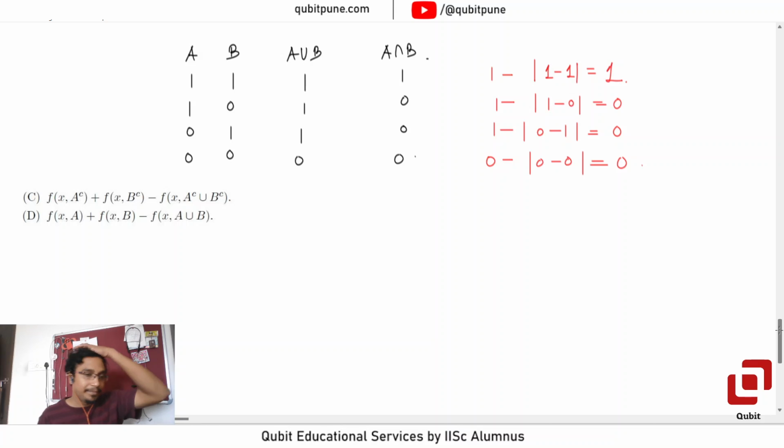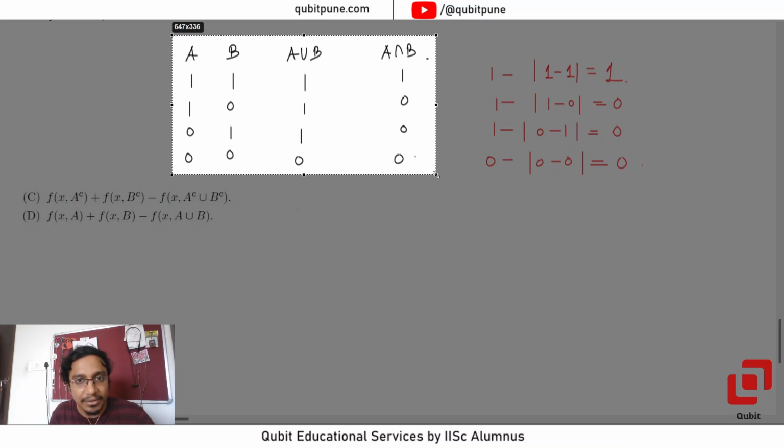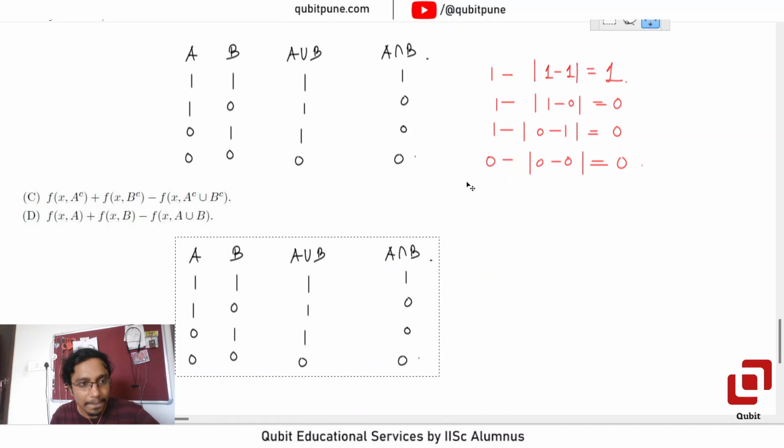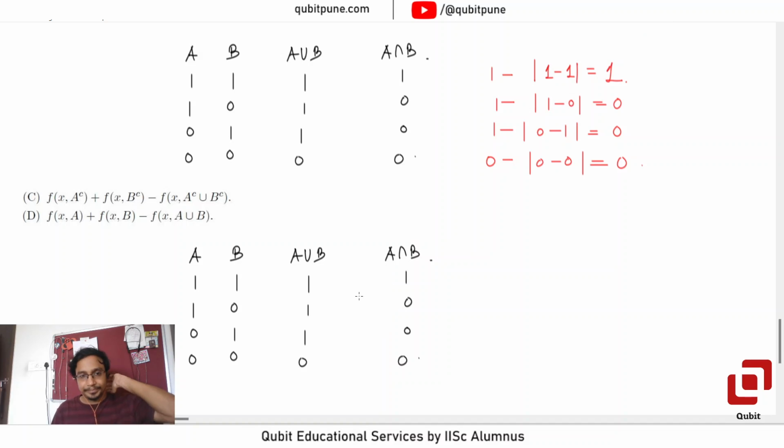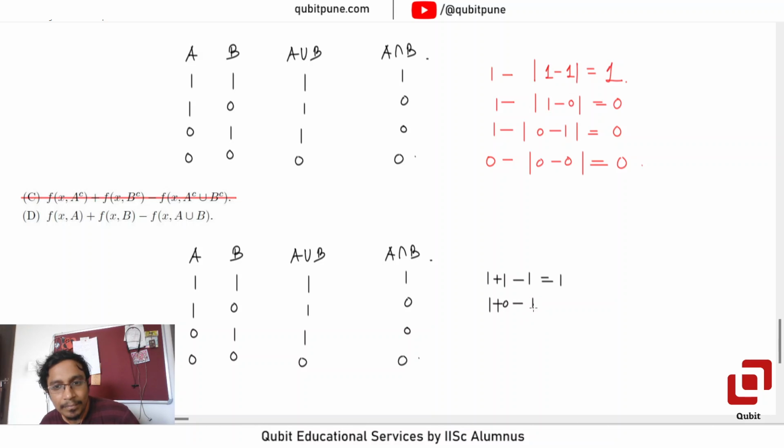Now you people tell me, how can D be handled? Let us again prepare this truth table here. Yes, tell me. Let's go to the first one: x comma a plus x comma b minus x comma a union b. For the first, x comma a plus x comma b minus a union b gives 1. Second, x comma a plus x comma b minus a union b. So we won't mark D.